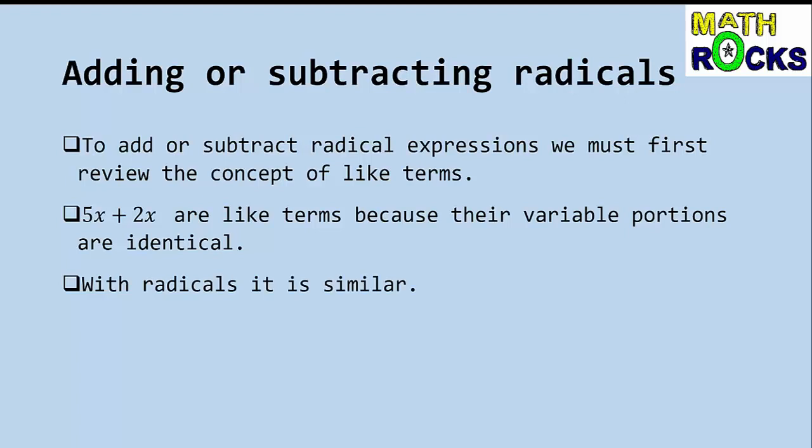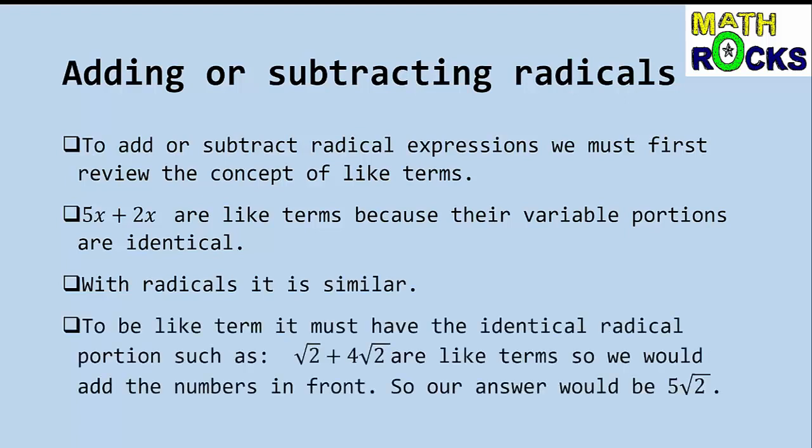With radicals, it is similar. To be a like term, it must have the identical radical portion, such as square root 2 plus 4 square root 2 are like terms. You can see that the radical portion is both a square root and they both have a 2 under it, so it makes them identical. So we simply add the numbers in the front. So the answer to square root 2 plus 4 square root 2 is going to be 5 square root 2.